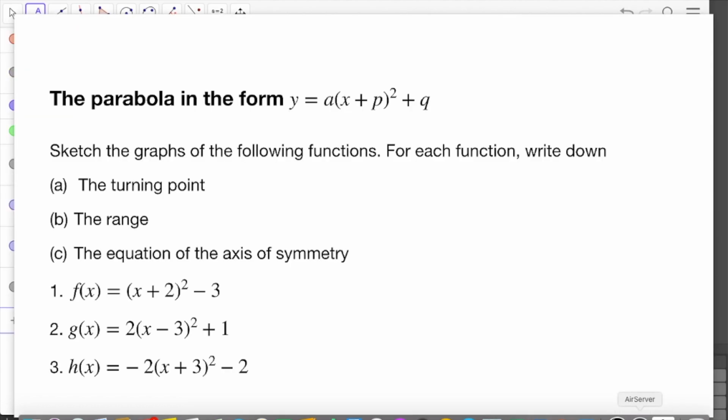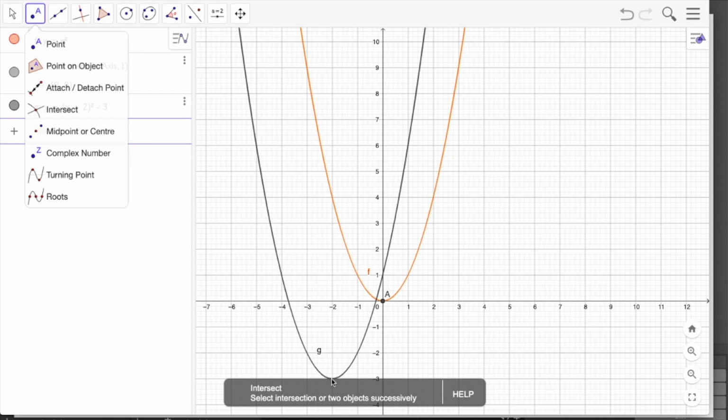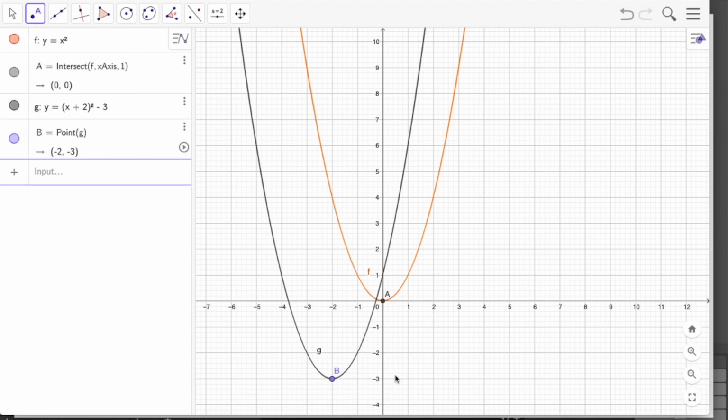This time, our graph of f is (x plus 2) all squared minus 3. The minus 3 is the same as that q value there. So in this case, we know that q is equal to minus 3. So we're going to draw that and then determine the turning point, the range, and the equation of the axis of symmetry. That is the graph that we get. Look at the turning point. The turning point is down there. The coordinates of the turning point, you will notice, are (-2, -3).